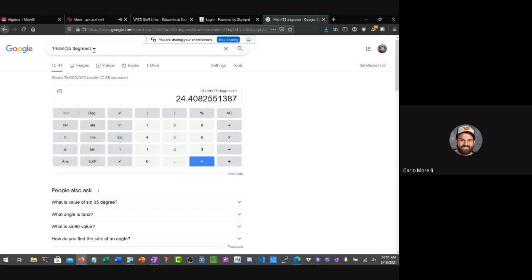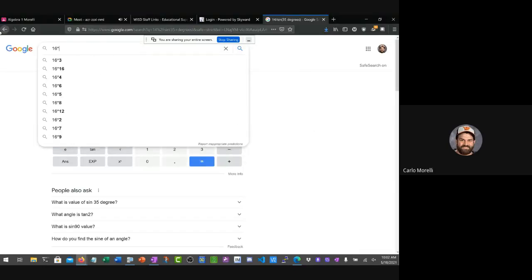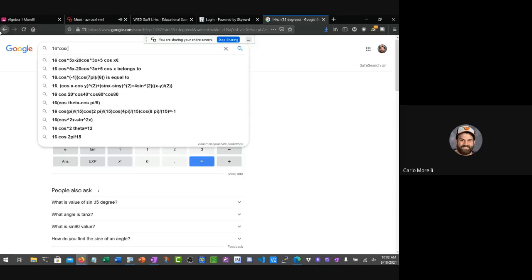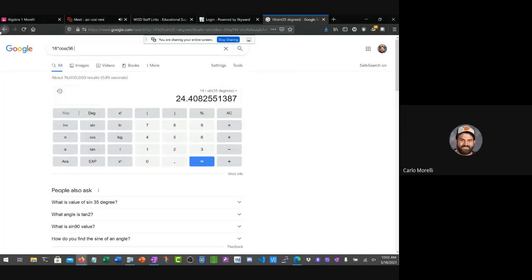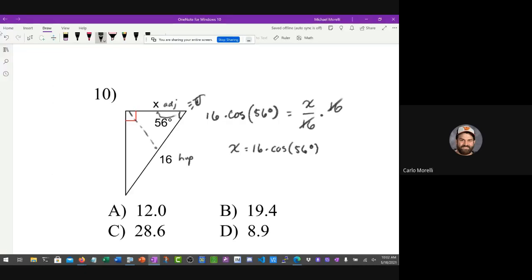So back to Google. 16 times cosine of 56 degrees. I'm getting 8.94. x equals 8.94. That's not a 5, so x is just going to be 8.9. D.